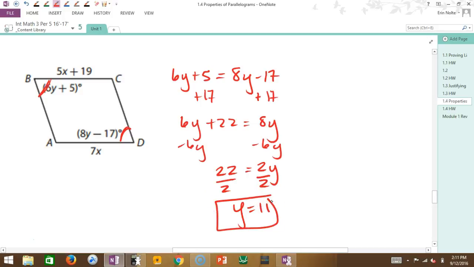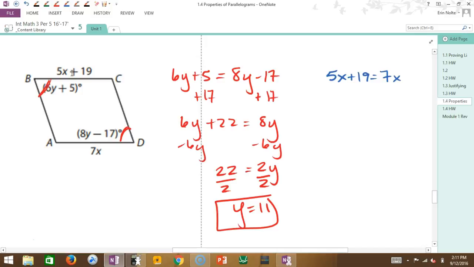Now, how would I come up with the x value? You're going further than I asked you to. Okay, what are you there yet? 5x plus 9 equals 7x. There you go. Good. So we're setting the opposite sides equal to each other. So 5x plus 19 is equal to 7x. Setting the sides equal to each other, so opposite sides are equal.